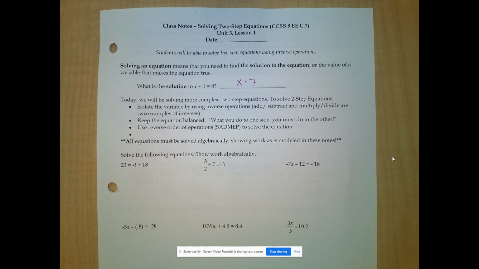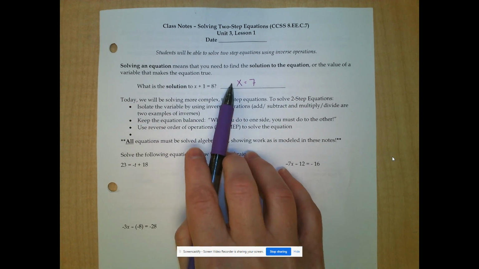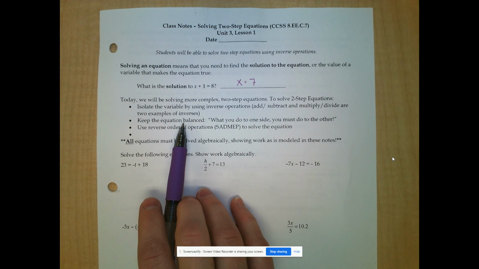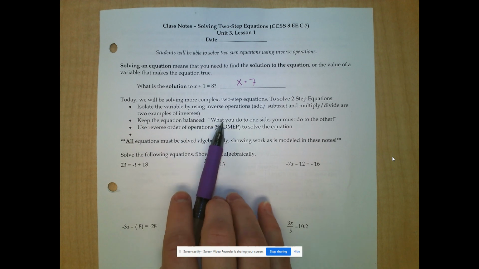Today, we'll be solving more complex two-step equations. To solve two-step equations, the first goal is to isolate the variable. Well, that's what we've done here, right? We get the variable by itself by using addition and subtraction or multiplication and division, which are inverse operations. We need to keep the equation balanced. Whatever you do to one side, you must do the same to the other.